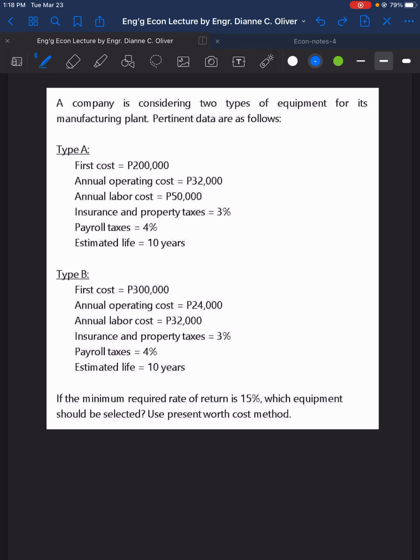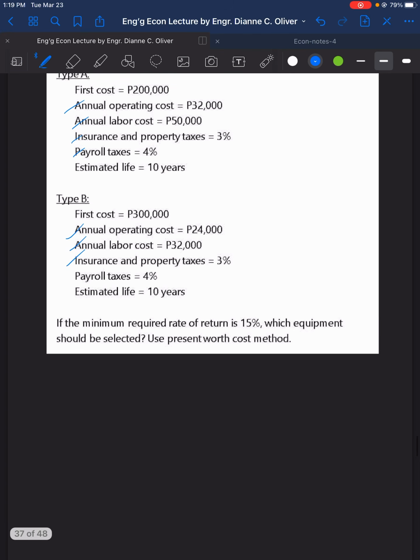So, by using the present worth method, all we need to do is to compare all these alternatives by getting the present worth of all cost. So we have here, obviously the first cost is already in the present worth, so there's no need to solve for that. What we will be converting into present worth will be the annual operating cost, the annual labor cost, the insurance, property taxes, and the payroll taxes. Now let's solve for type A first.